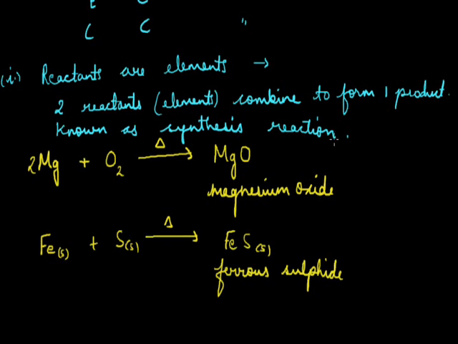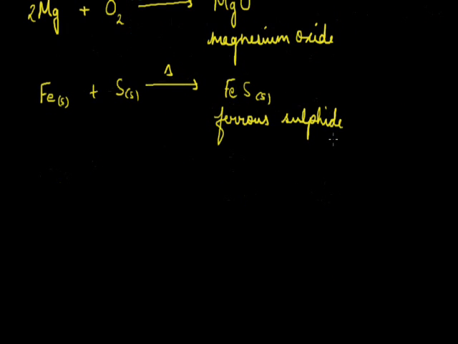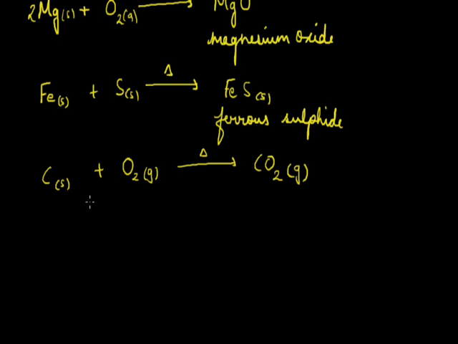More examples in this category can be the combustion of carbon. When carbon is burnt in the presence of oxygen, in the excess of oxygen, it will form carbon dioxide gas. Here again two elements are combining to give you one product, that is a compound. So this is again a synthesis reaction. So these are some examples of the synthesis reaction.